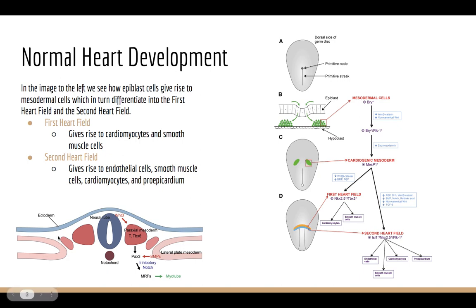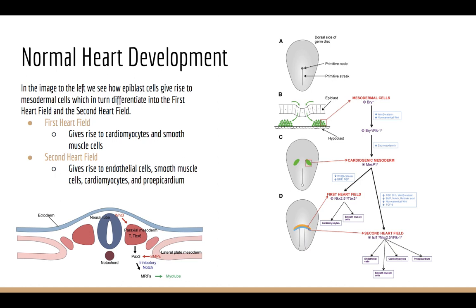In this image below, we can see a cross-section of the germ layers. To orient ourselves, here we see the ectoderm, and the red structures down here show the mesoderm. The mesoderm is comprised of multiple portions: the paraxial mesoderm, the intermediate mesoderm, and the lateral plate mesoderm. It is the lateral plate of the mesoderm that gives rise to the heart. If we want to be more specific, there are two parts to the lateral plate: the somatic and the splanchnic portion. The splanchnic portion is what gives rise to the cardiac structures.